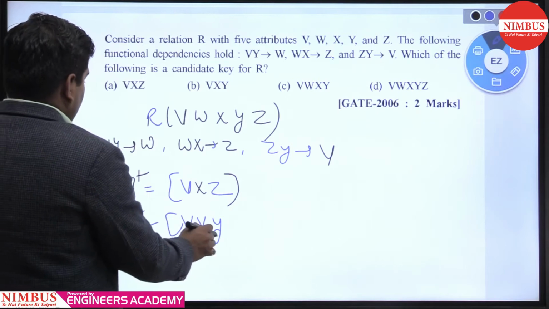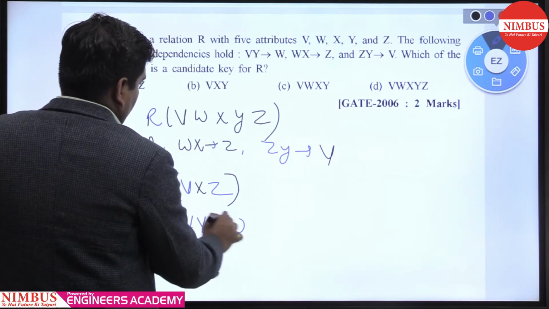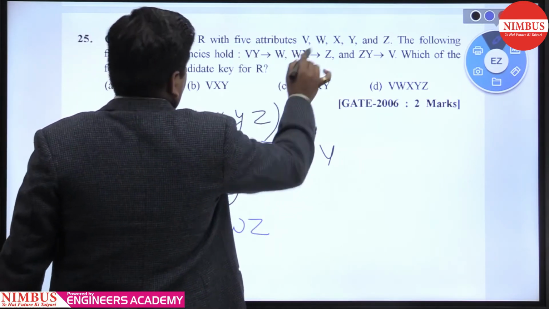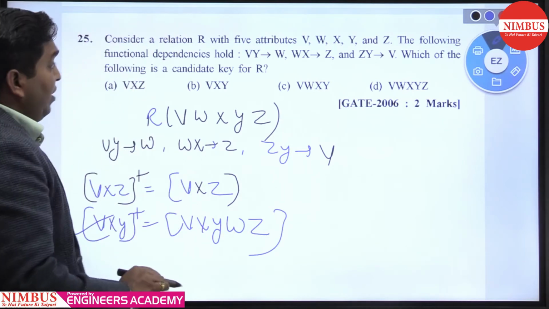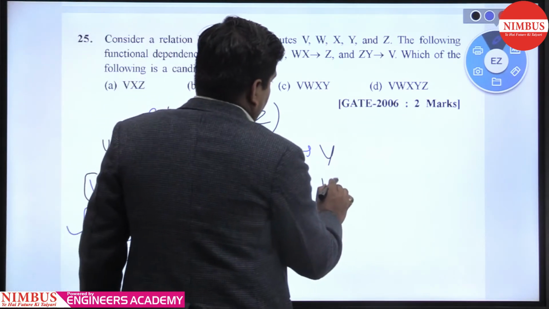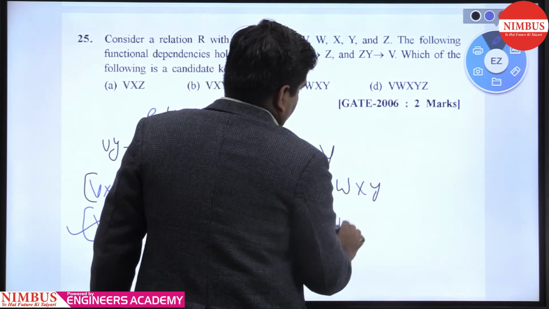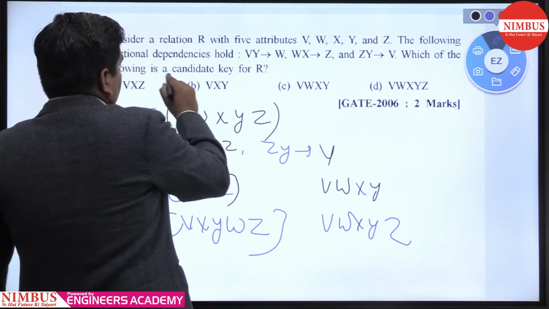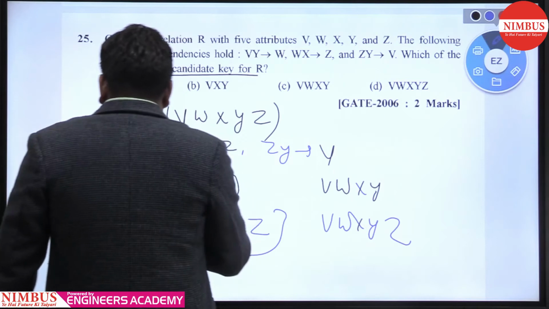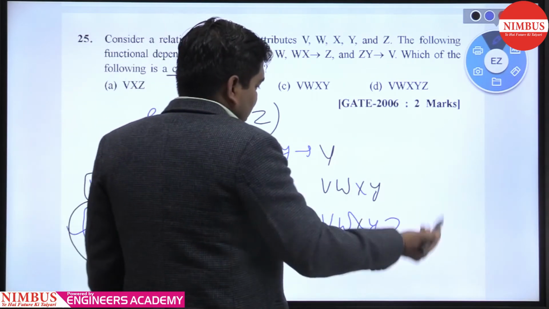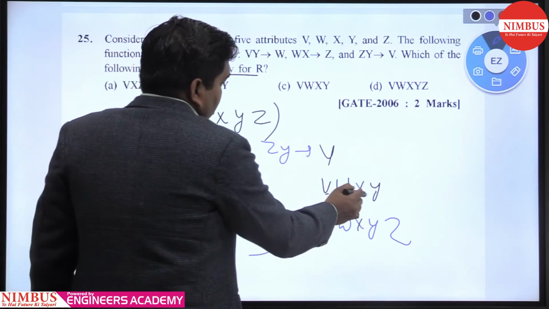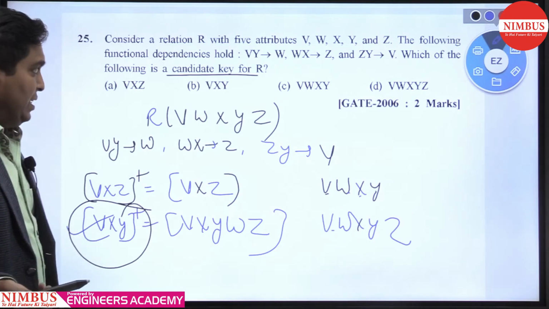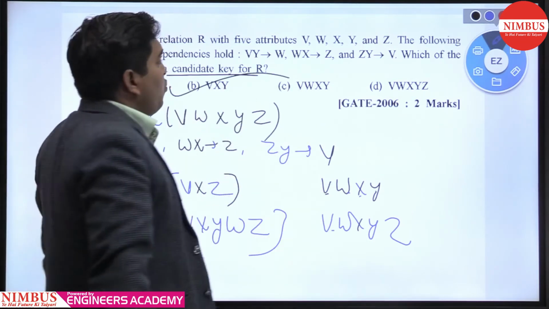Now from VY you are getting W, and from WX you are getting Z, and from ZY you are getting V, and we have 5 attributes. You can determine all 5 attributes from VXY, and next is VWXY, and next one is VWXYZ. My dear student, he is asking about the candidate key, not asking about the super keys, because whenever VXY is a key, then any superset of VXY like either VWXY or VWXYZ is also a super key, not a candidate key. Getting my point? So the candidate key is VXY.